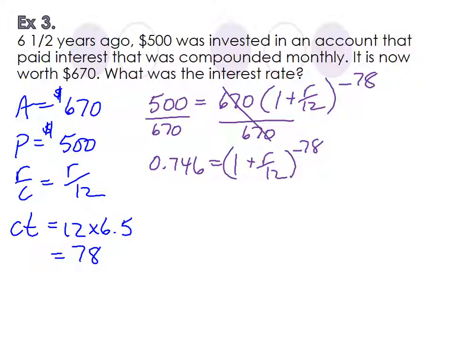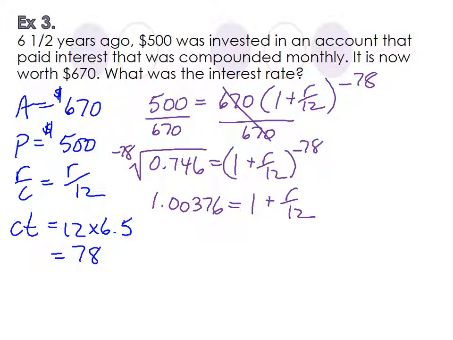Yesterday, or the last lesson we did, we had a 48 up there. We took the 48th root. Let's try and see what happens when we take the negative 78th root. So when we find the negative 78th root of 0.746, you should get 1.00376 equals 1 plus R over 12.